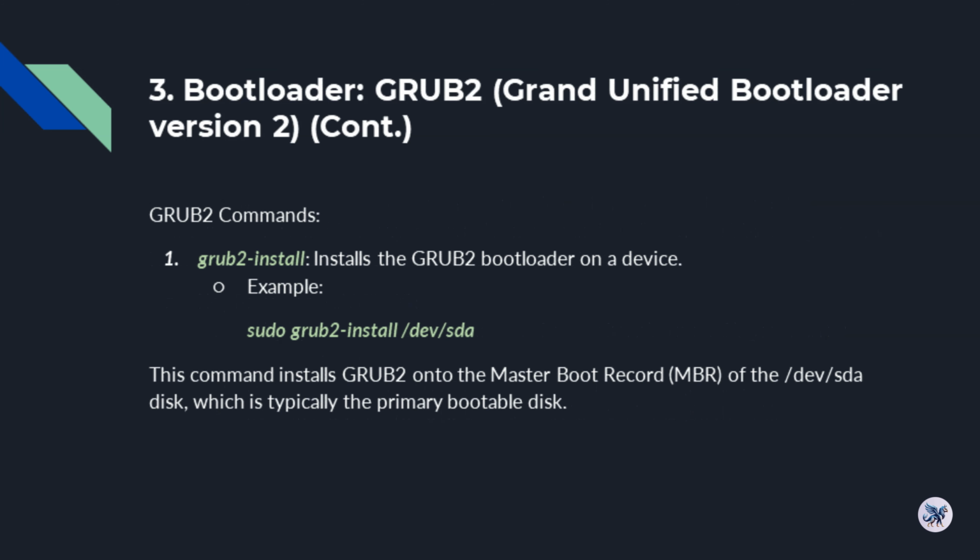GRUB 2 commands. grub2-install installs the GRUB 2 bootloader on a device. Example: sudo grub2-install /dev/sda. This command installs GRUB 2 onto the master boot record, MBR, of the /dev/sda disk, which is typically the primary bootable disk.